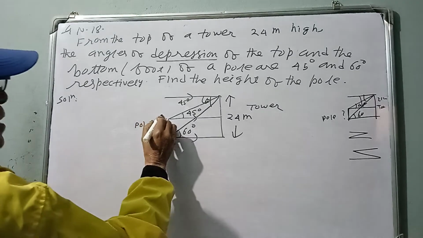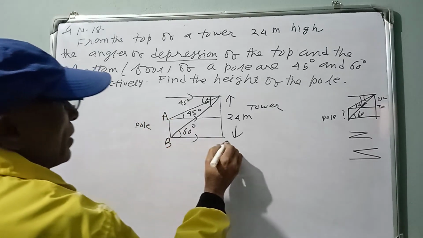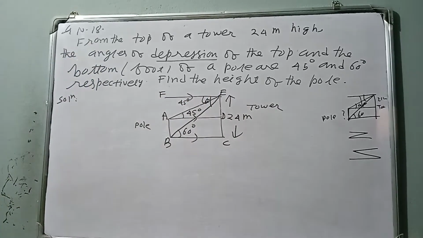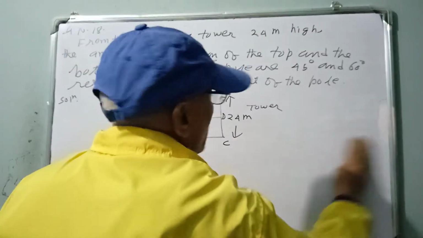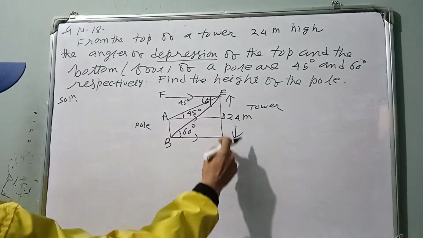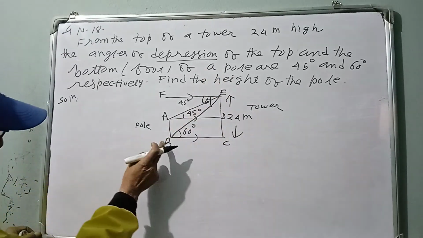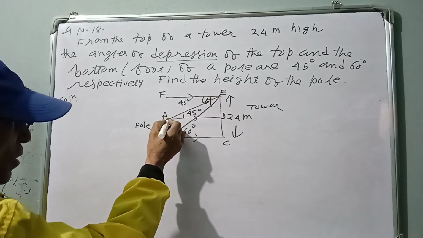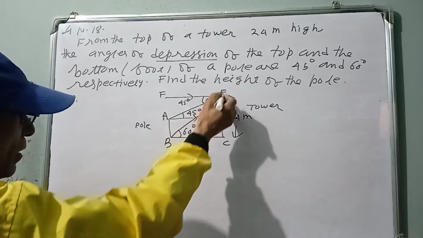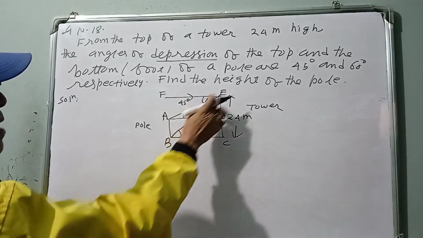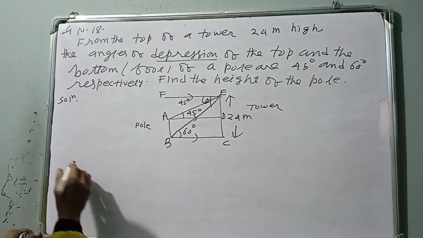Now give the names A, B, C, D, E, F. Write down the names. Now first of all, write down the short and sweet language. 24-meter high tower, top, AB pole. The person is observing the top of the pole A as 45 degree, bottom of the pole B 60 degree. यहाँबाट यहाँ हेर्दा 45, bottom हेर्दा 60 degree.